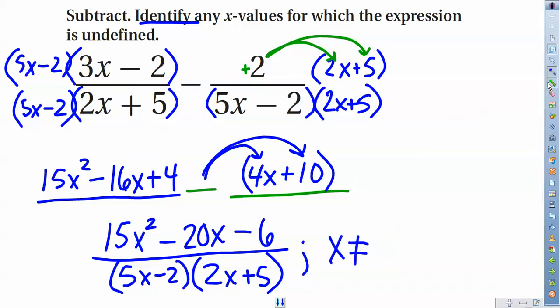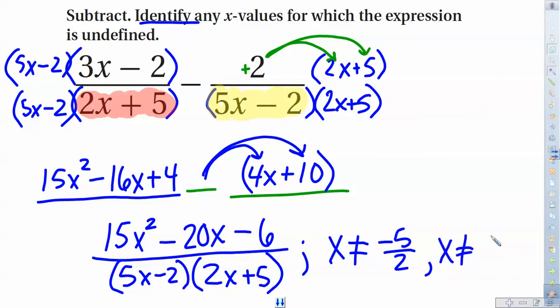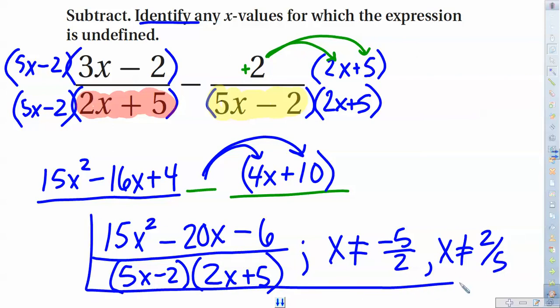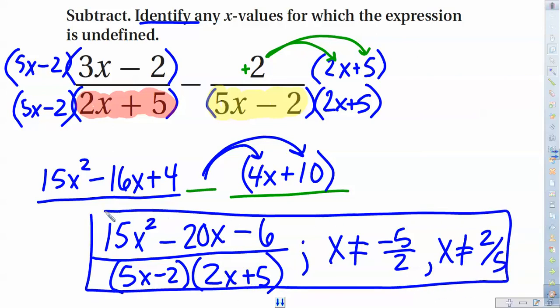Well, now we have to look at each one of these, right? This one has an undefined value, as well as this one here. So setting the red one equal to 0, we subtract the 5 and then divide by 2. And then also the next one, add the 2, divide by 5. Those are undefined values. This is our final answer. There we go.